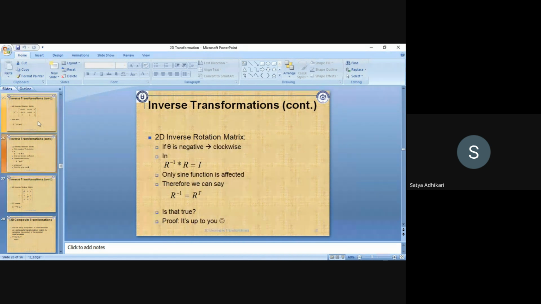Similarly, if theta is negative, it is clockwise. Only the sine function is affected. Therefore, we can say R inverse equals R transpose.